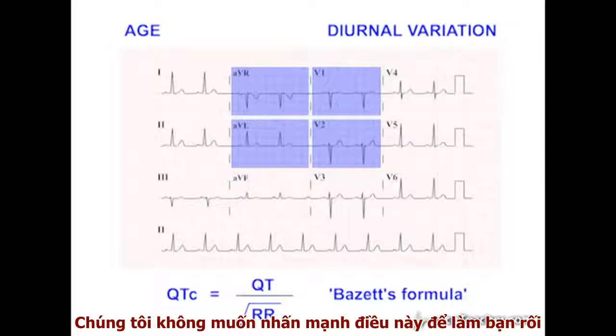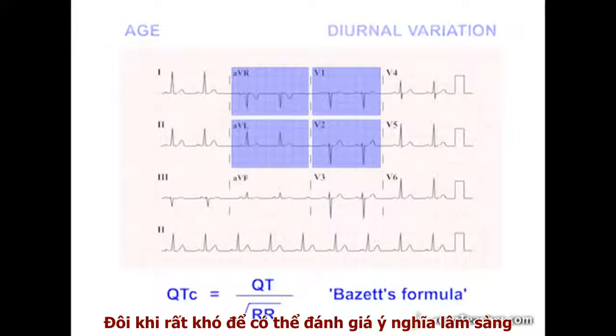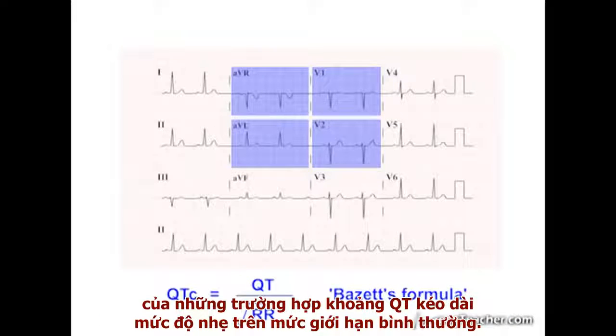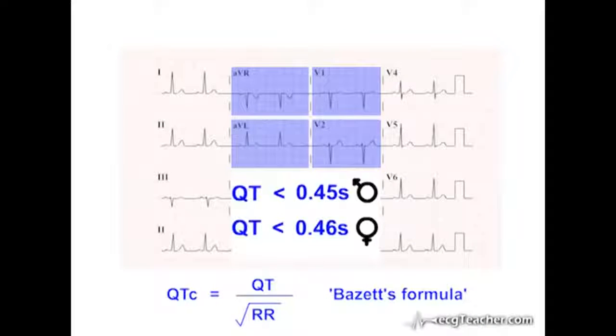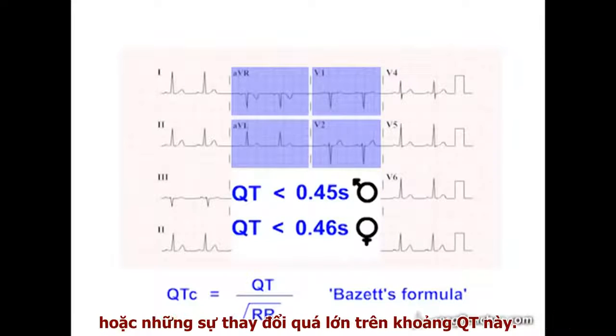We don't raise these issues to confuse you, but merely to emphasize that it is difficult to assess the clinical significance of minor levels of QT prolongation above these accepted upper limits. The key is not to miss gross prolongation or major changes in the interval.